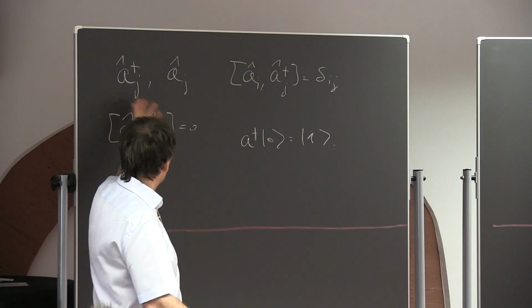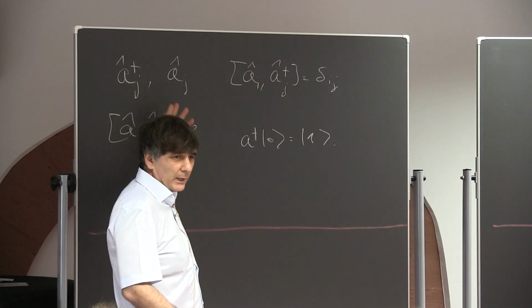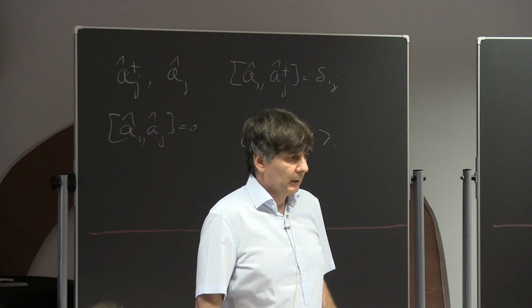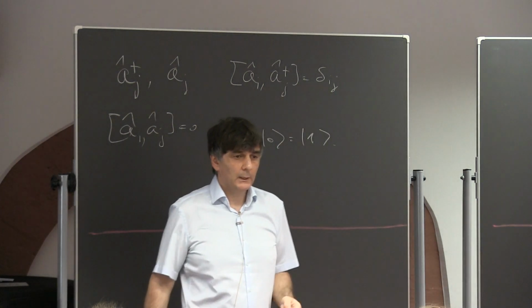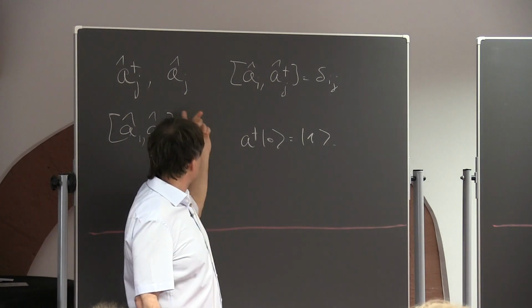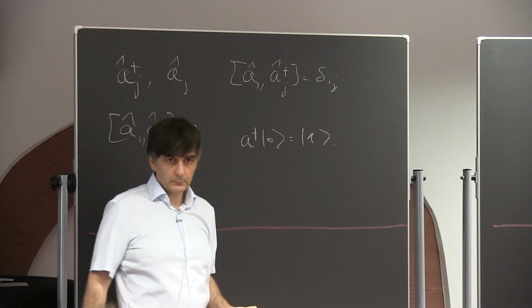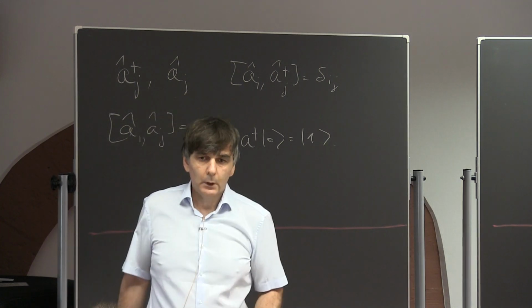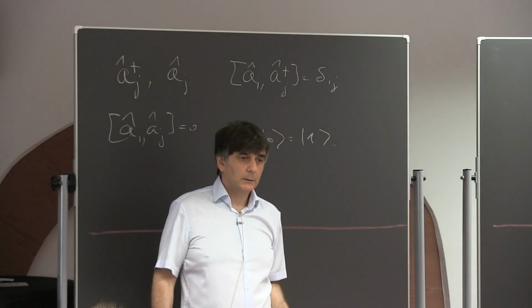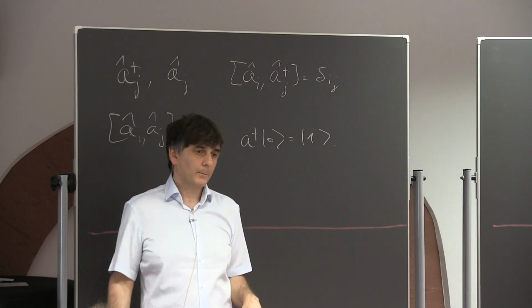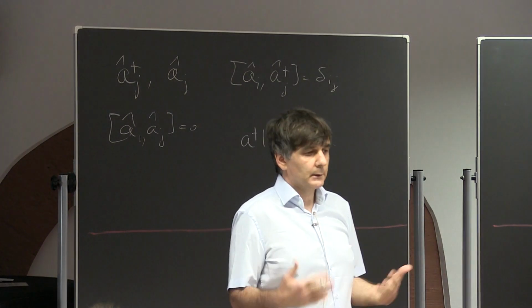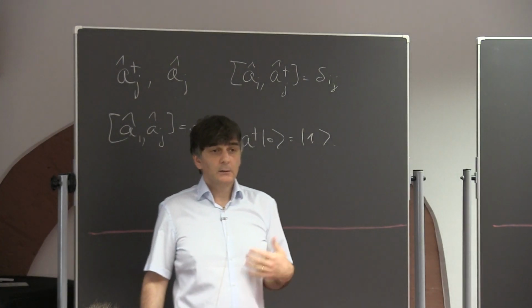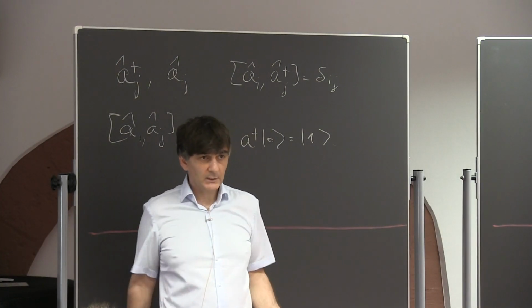Now the question is, there are several questions. First, how should I identify these degrees of freedom? What are the minimal requirements that they should satisfy? And secondly, how should I label them? What is the label? Now, the first thing is that usually the most convenient degrees of freedom are the ones that are interacting weakly. Okay, what does it mean?